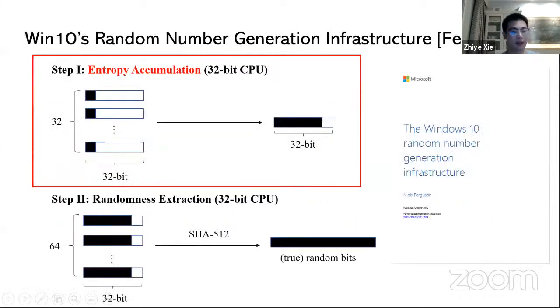How does Windows generate random bits? First, it will convert low entropy sources from the environment to high entropy states and send them to a hash function to generate random bits. We focus on the entropy accumulation procedure. It can be modeled as follows.